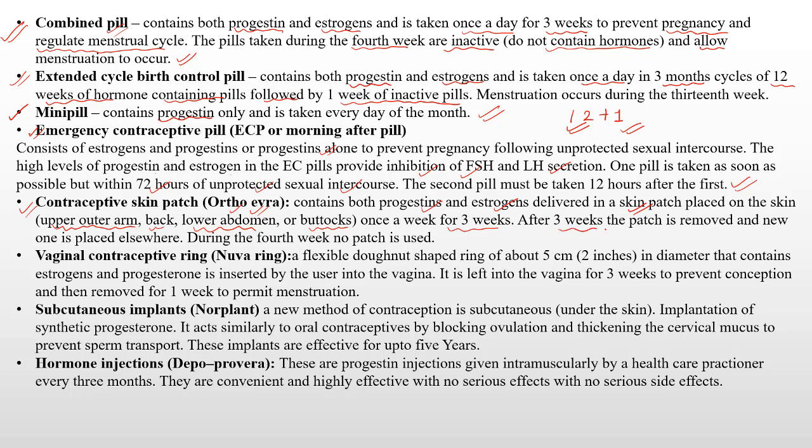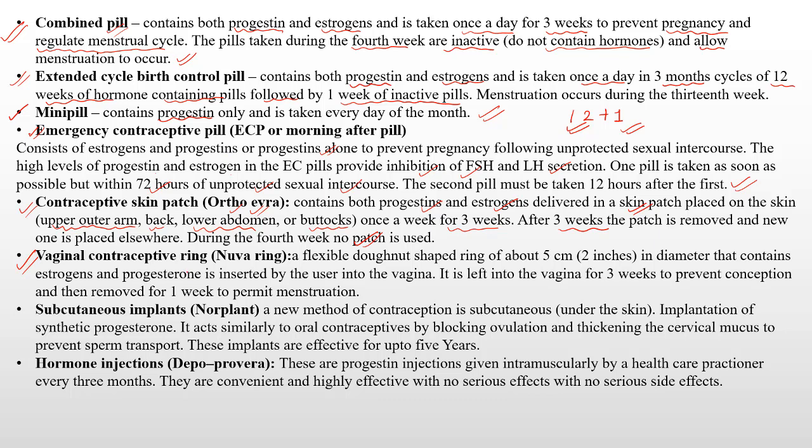After 3 weeks, the patch is removed and a new one is placed elsewhere, apart from all these positions. During the 4th week, no patch is used. The patch contains progestins and estrogens, releases the hormones, and controls the blood levels of these hormones. After 3 weeks, the patch is removed and a new one is placed. In the 4th week, no patch is used.